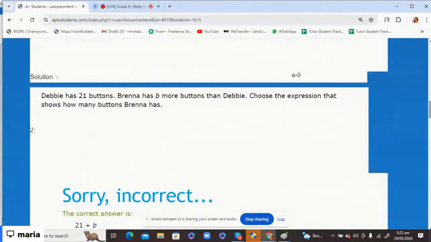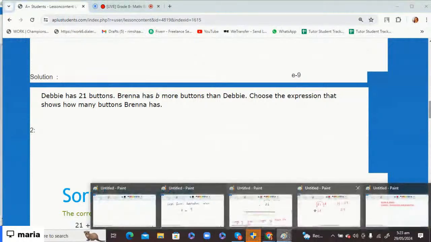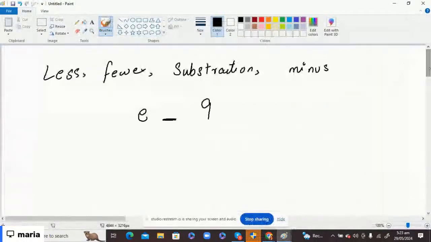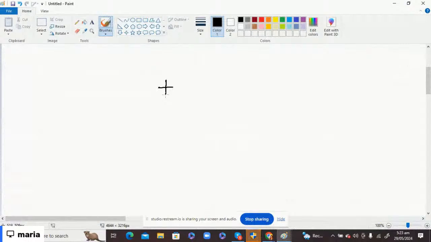So Gabby has 21 buttons. How much? 21. Brenna has B more buttons than Dabby. B more, like how much more? It's more like addition. First of all, let's write how many buttons Dabby has. It's 21. And how many does Brenna have? Brenna has B more buttons than Dabby.